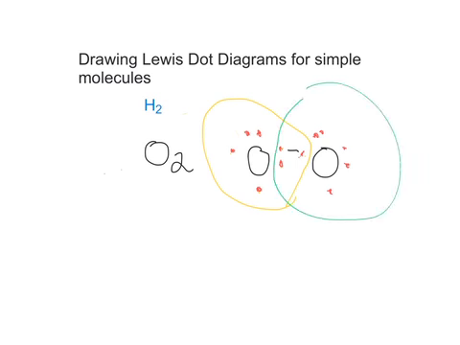1, 2, 3, 4, 5. Oh, sorry. I circled one that should not have been there. There you go. 1, 2, 3, 4, 5, 6, 7. It also doesn't have an octet. So what will these two oxygens do?